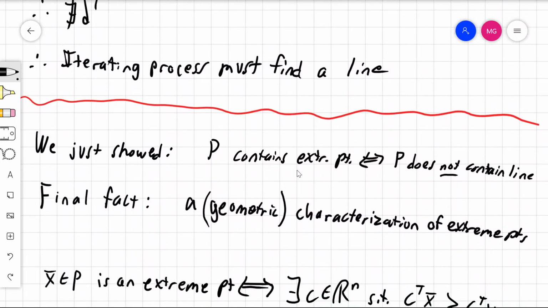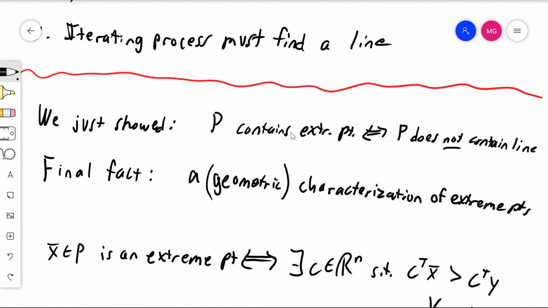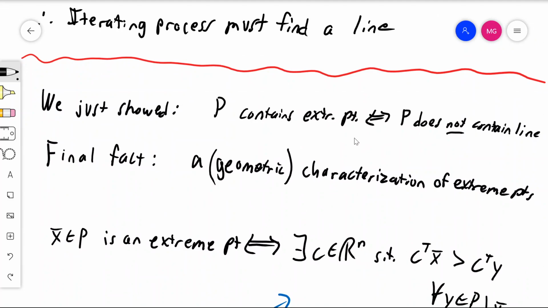So what did we just show? Because that was kind of a long proof actually. We just showed that P contains an extreme point if and only if P does not contain a line. So these two things are mutually exclusive, and exactly one occurs. Either an extreme point or a line will be a feature of the polyhedron.